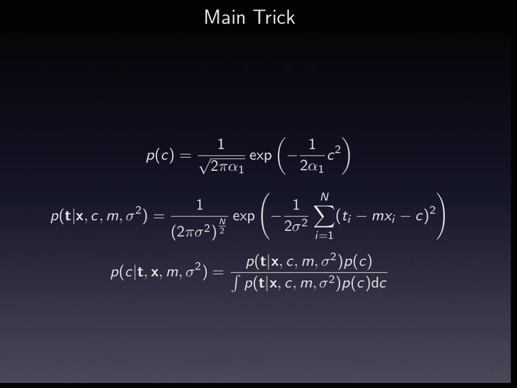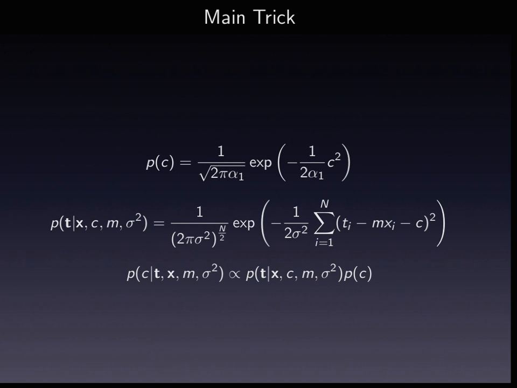It's dependent on t and x and c and m and sigma squared, but c is marginalized. That's why we use the term marginalized. It's disappeared. It's gone into the margins. That's why I think of it that way. So here, what we're saying is, well, this is proportional to this because we know that the term that was here is not dependent on c.